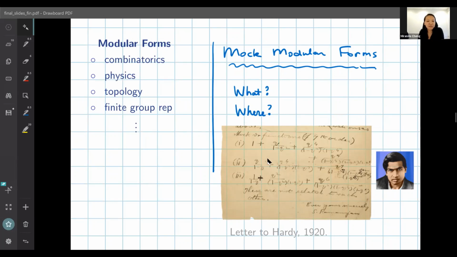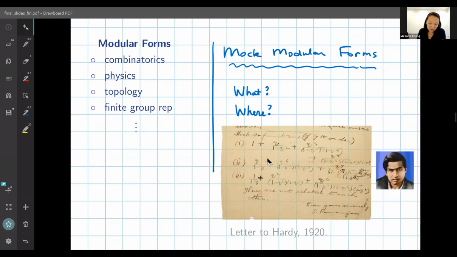So we have seen the definition of modular forms, and of course we all know that it's a crucial part of number theory and has played an important role in arithmetic geometry, for instance, and in proving Fermat's last theorem and so on. But we have also just seen that it plays a role in combinatorics, in mathematical physics and topology, and has a nice interplay with, and gives great insight into, finite group representation theory.